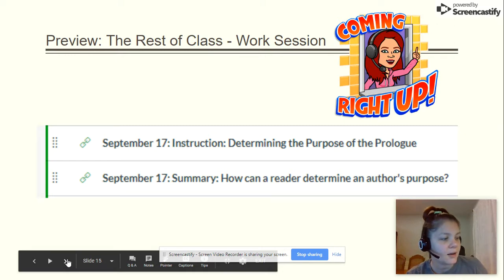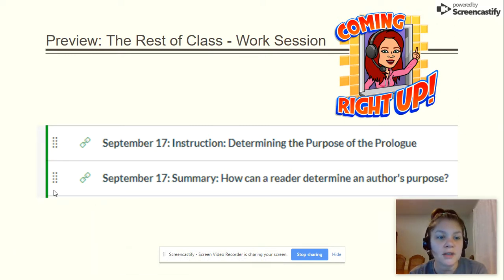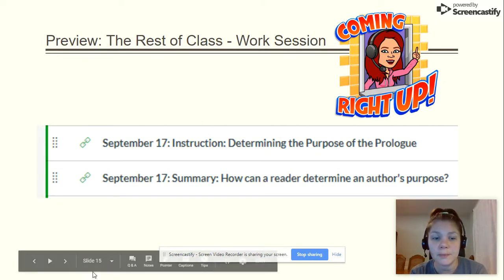And then here is what you were to be working on as far as in your modules for today. Instruction, determine the purpose of the prologue, and looking at the summary, how can a reader determine an author's purpose? So which means today, the 18th, we'll be going on to the next reading for Sugar Changed the World. This will be the actual Sugar chapter 1. So we've done the prologue, and now we're going to move on to the actual chapter 1 for Sugar Changed the World.